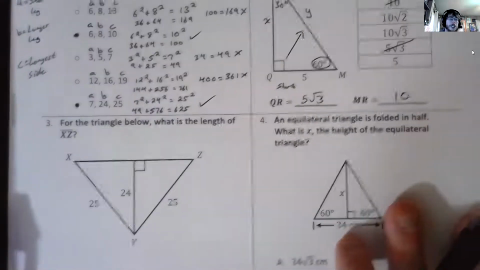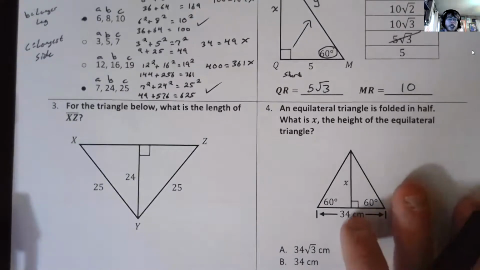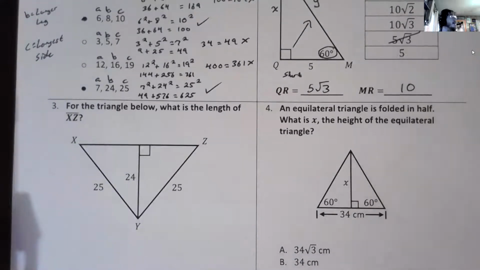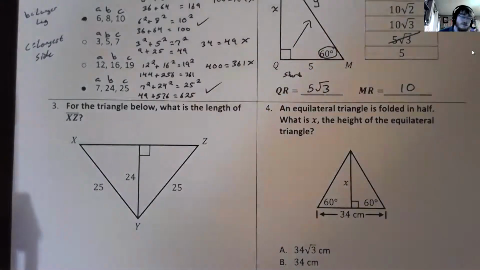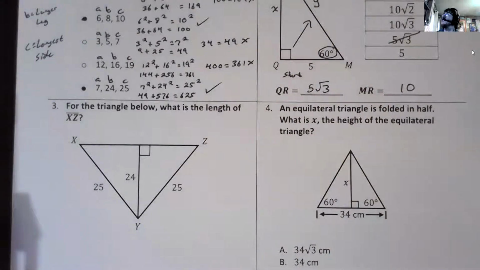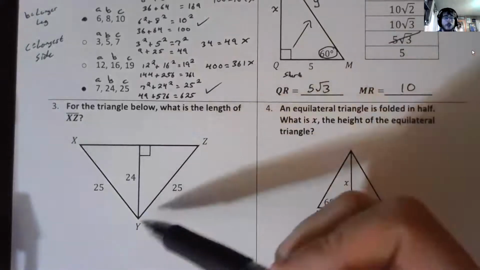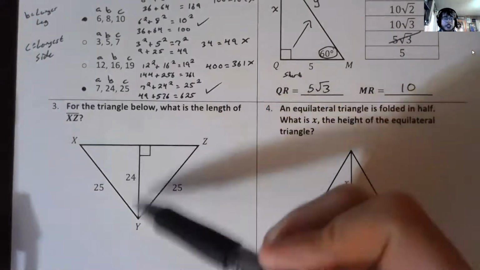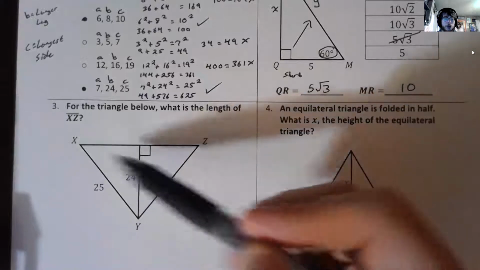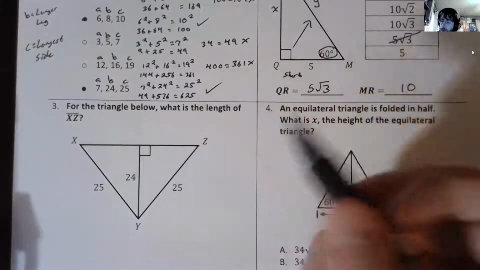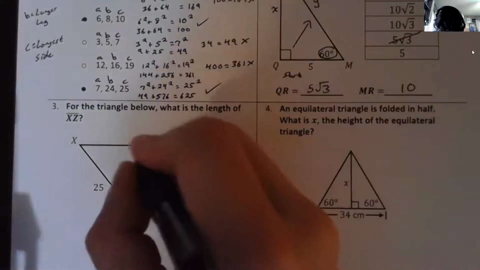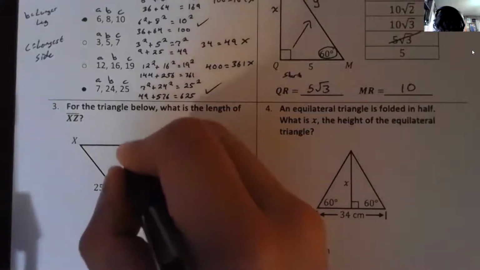All right, number 3. It says, for the triangle below, what is the length of line segment XZ? Now, the key thing here is that we're looking at a whole triangle that's been split into 2 congruent right triangles. We know this is a right angle, so this also has to be a right angle.